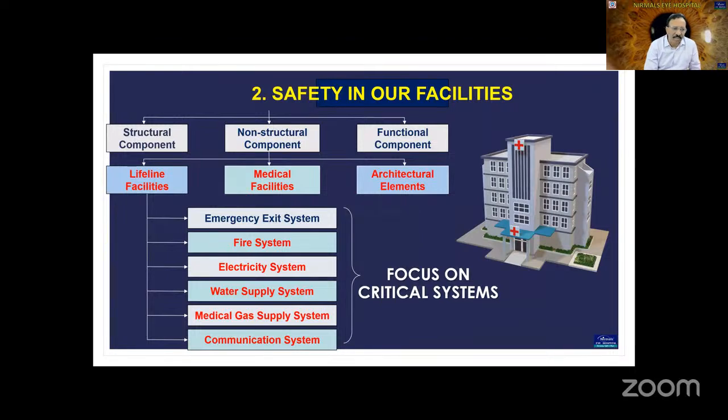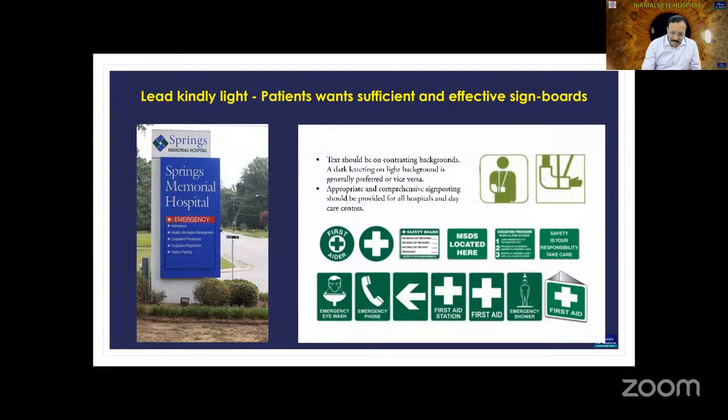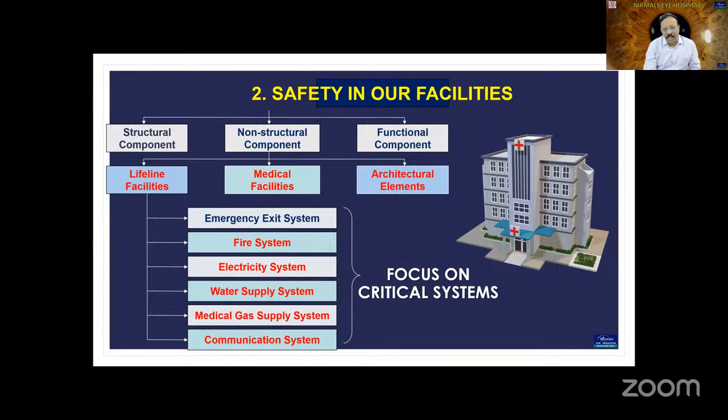We all know about the structural component, how to build a hospital, and also equip it with medical equipment. And most of us would have a wonderful architectural and aesthetic hospital. But our focus has to be on the critical systems. This is very, very important in day-to-day practice. So whether there is an emergency exit system, is there a fire system, and a good electric system with the backup, water supply with alternative water supply, medical gas, how do we manage those things?